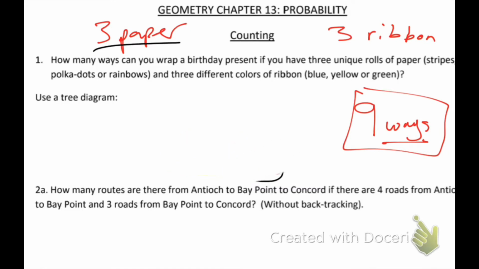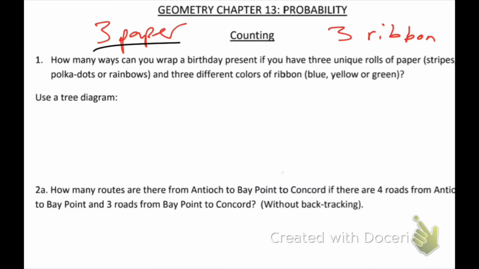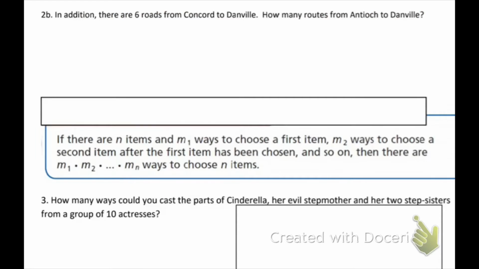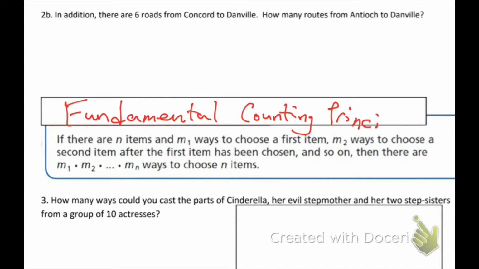And another way that we could do it, and this would be using what's called the fundamental counting principle, which states that if there are n items and M1 ways to choose the first item, M2 ways to choose the second item after the first item has been chosen, and so on, then there are M1 times M2 all the way up to Mn ways to choose n items.